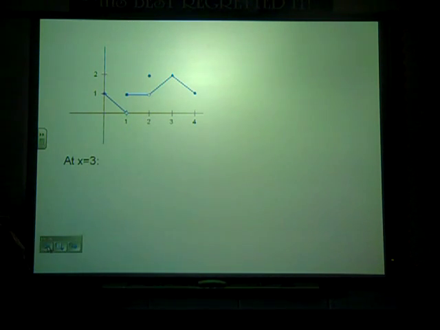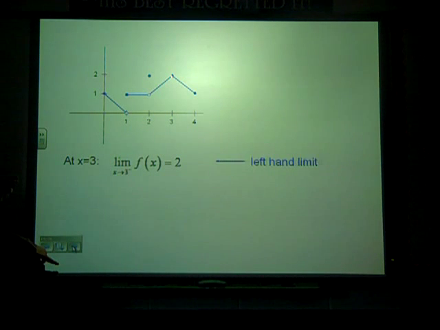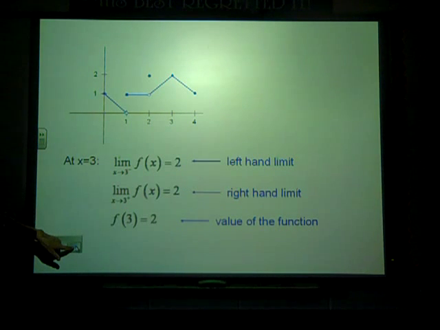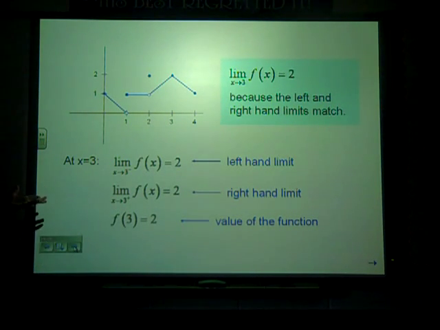Now let's look at 3. So now we're looking at this point right here. Well, from the left, it approaches 2. From the right, it approaches 2. The actual value of the function is 2. So in this case, the limit is the same as the value of the function. The limit as x approaches 3 of f of x is 2. Because the left and the right match, it has nothing to do with the value of the function.